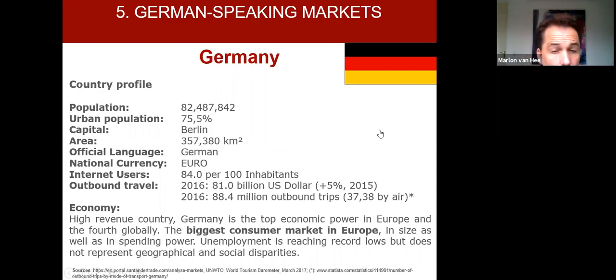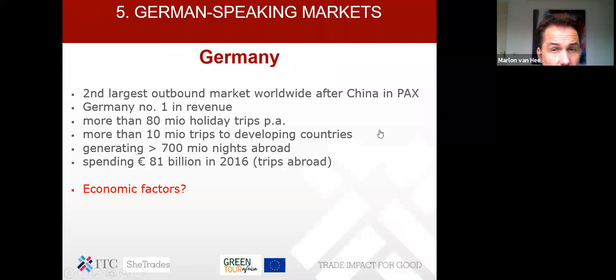Strong economy, low unemployment rates. So a very strong economy. Also the second largest outbound market in the world after China when we talk in numbers of people. Number one in revenue, more than 80 million holiday trips per year. 10 million trips to developing countries, generating more than 700 million nights abroad. Spending in 2016 on outbound travel: 81 billion. But again, and this is for all European countries, what is going to be the economic impact of COVID?